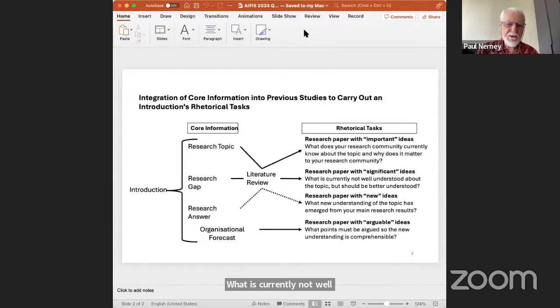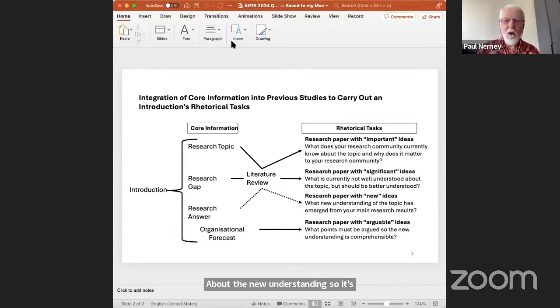Then you have a research answer. In many cases, you'll find that your research answer has been discussed in the previous literature. If that's the case, then what you're trying to say here is, what is a new understanding about this topic that has emerged from my research results, my research findings? Finally, you have an organizational forecast. This does not run through the literature review, but it points out what has to be argued about the new understanding so it's comprehensible to readers. And so that's what we were looking at.